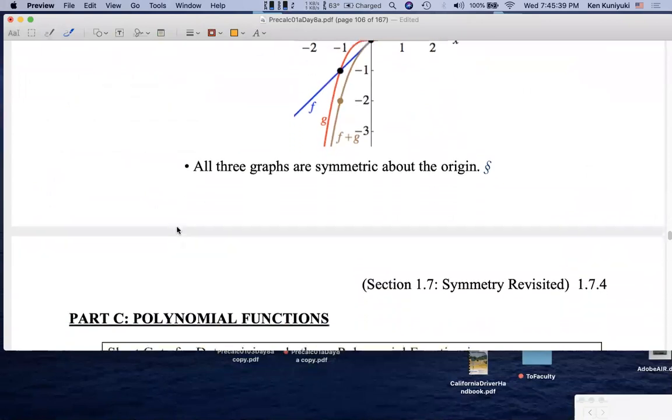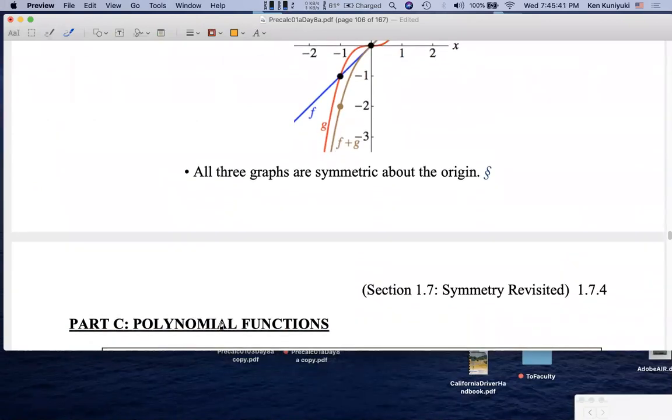Next up, we have some easy rules for figuring out whether polynomial functions are even, odd, or neither.